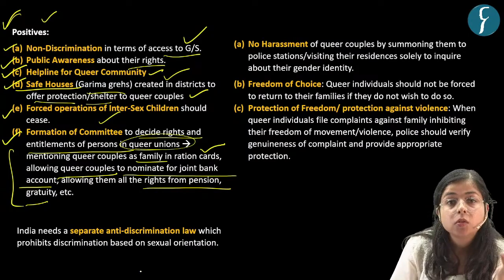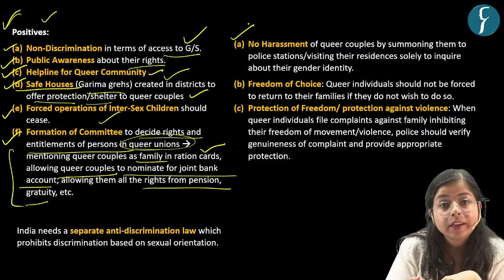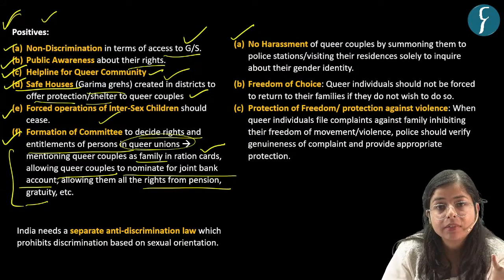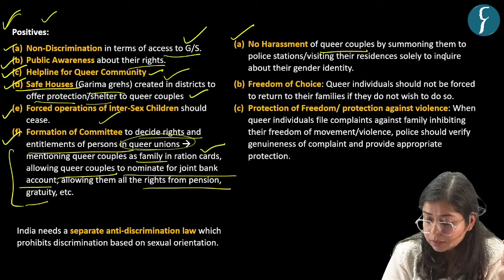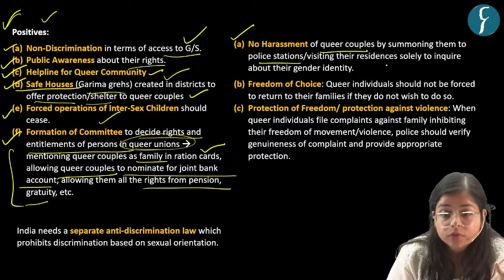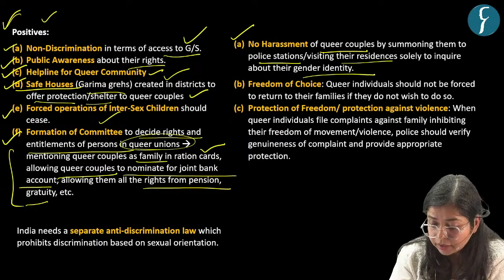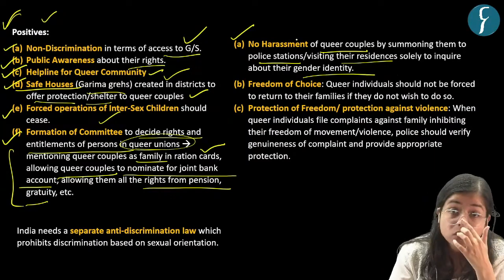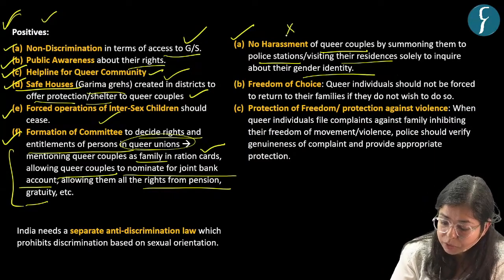Now, after it, the Supreme Court has also given some directives to the police. The first directive is regarding no harassment of queer couples by the police. The police may sometimes summon them to police stations or visit their residences solely to inquire about their gender identity, right? So this is to prevent any kind of harassment of the trans community.